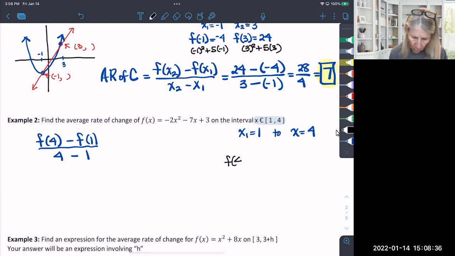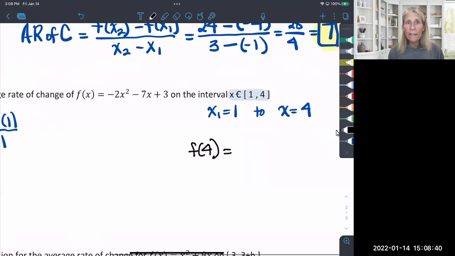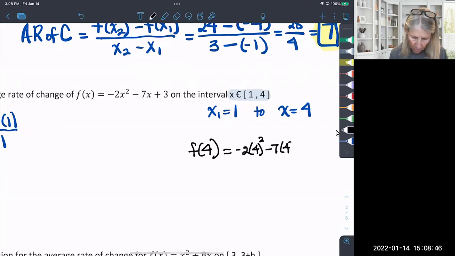So f of 4, right? Let's plug my 4 into that function. So negative 2, put in 4 squared, minus 7 times 4, plus 3. Use a calculator, let's speed it up, right? Get practice at that calculator. So f of 4 is negative 57.